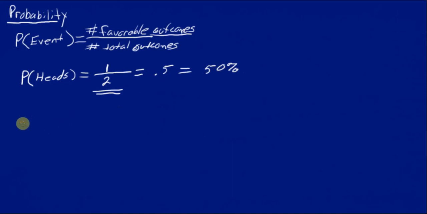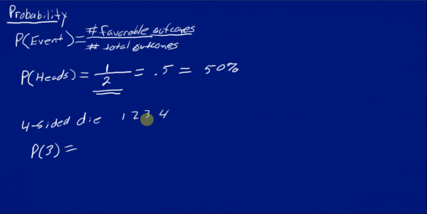Okay, so the next thing we're going to look at is a four-sided die. You're used to a six-sided die, but there are four-sided dice. If you don't believe me, Google it. It has numbers 1, 2, 3, and 4 on its sides. And I would like to know, what is the probability of rolling a 3?